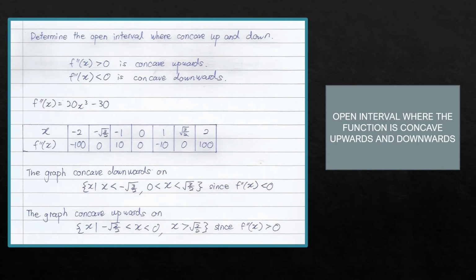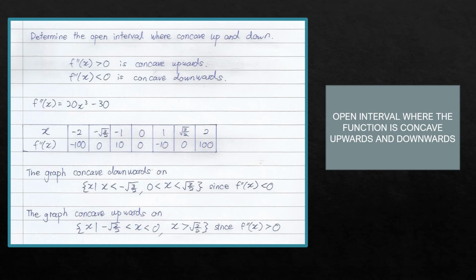Then, the question asks to determine the open interval where the function is concave upwards and downwards. To determine this, we need to know that f''(x) bigger than 0 is concave upwards while f''(x) smaller than 0 is concave downwards. I form a table with x and f''(x).